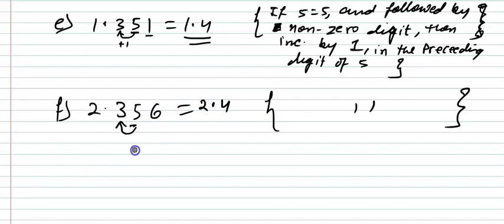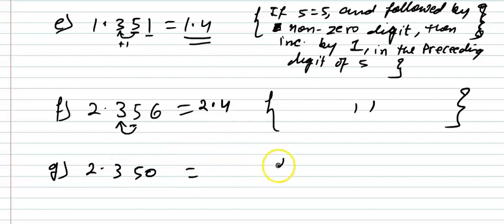Now what will happen if after the 5 non-zero digits are not present? 0 is present. In that situation, look over there. G. Let us consider the number 2.350. Okay, look here, 350.